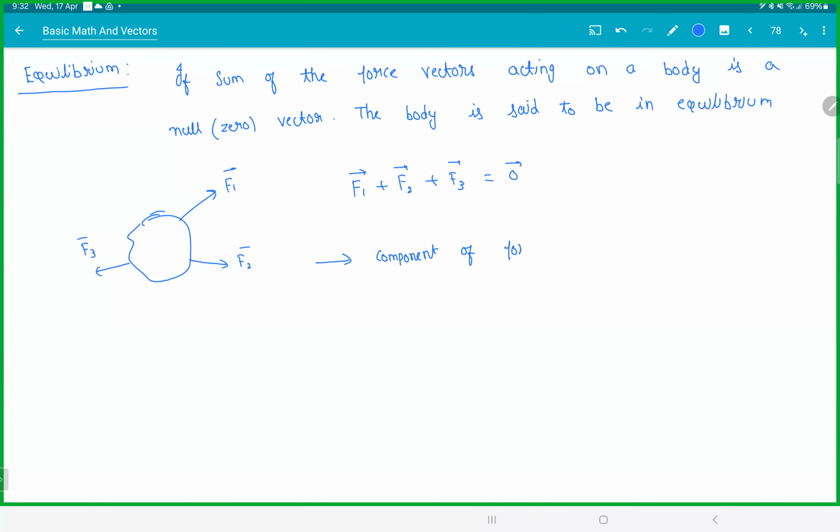Component of forces in any direction cancel out. Clear with the meaning of this?